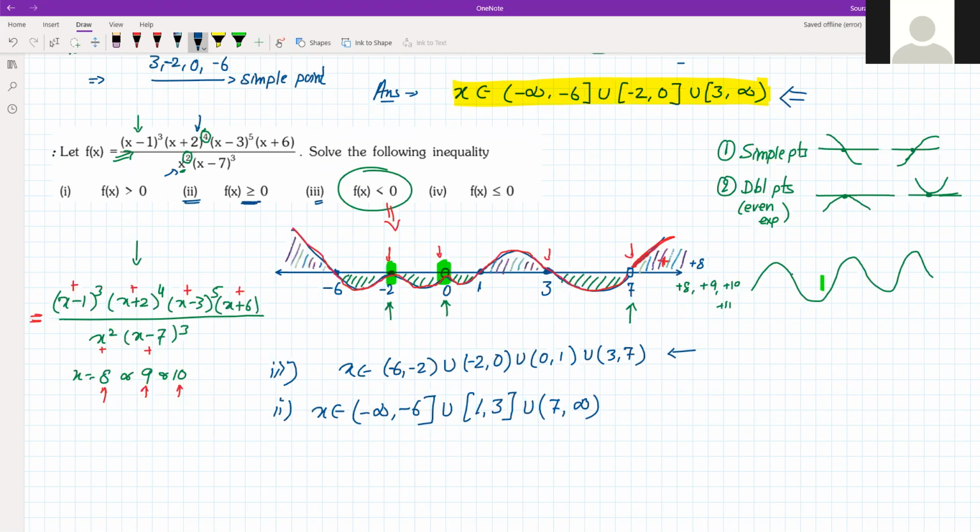Now there is one more catch here. This point -2, here it is equal to 0. So that should be included in this, right? So we'll say union, and because that is a single point and single points will be represented in a set, you represent it like this.